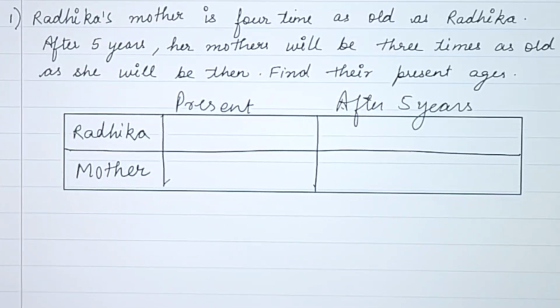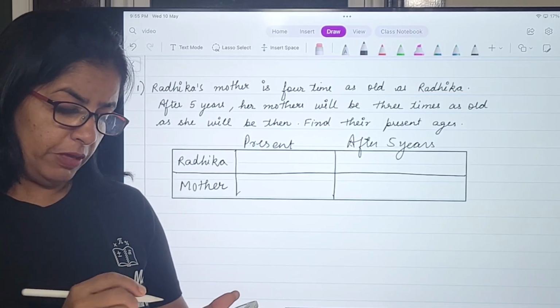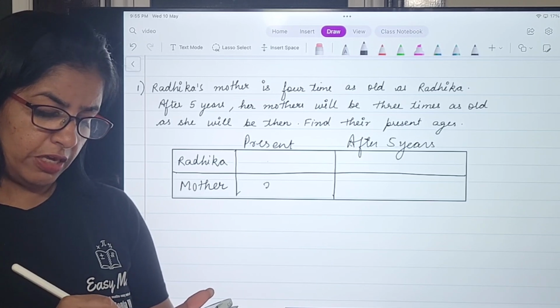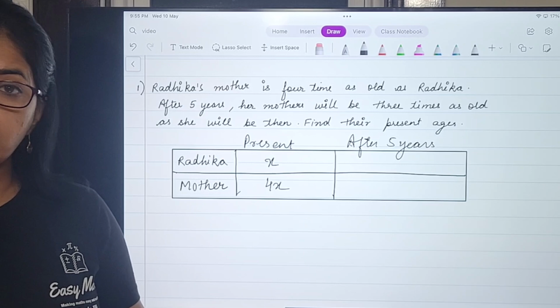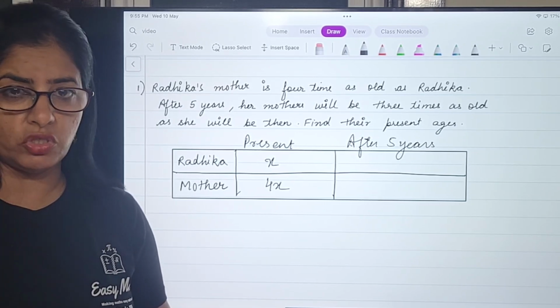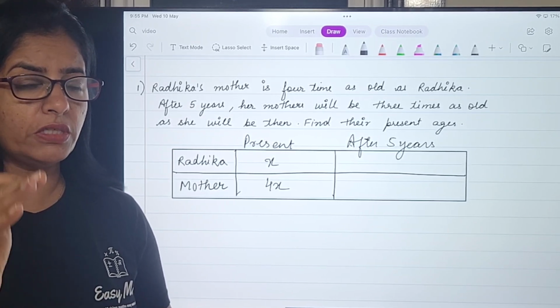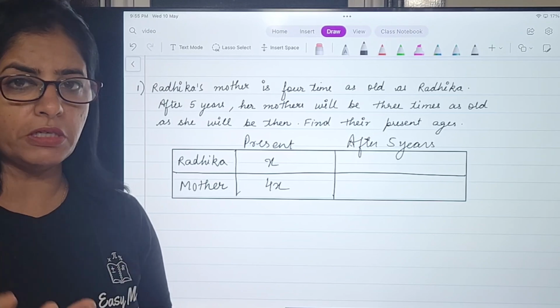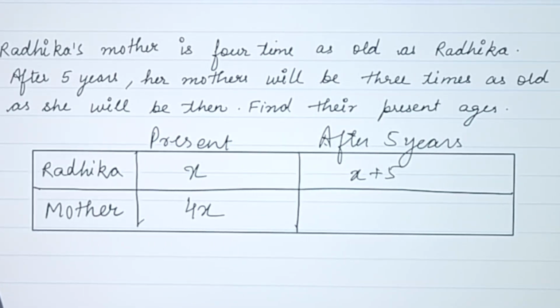The first relationship here gives us the value of the present age. If Radhika's age is x, mother's age is 4x. The second relationship given in the question, we are not going to use in the chart. We are going to use the concept that 5 years will be added to their present age. So Radhika's age will become x plus 5, whereas mother's age will become 4x plus 5.